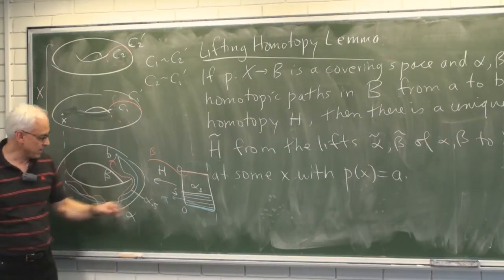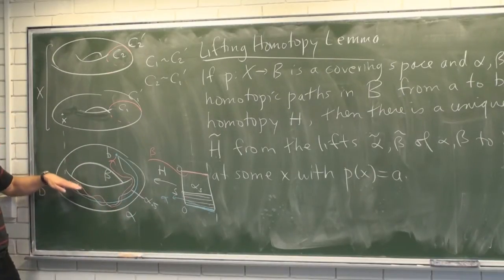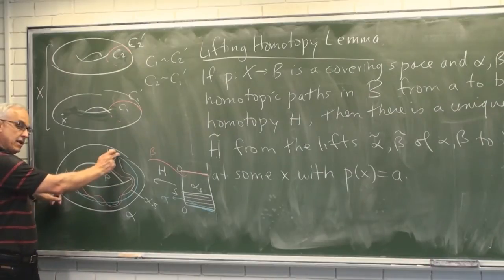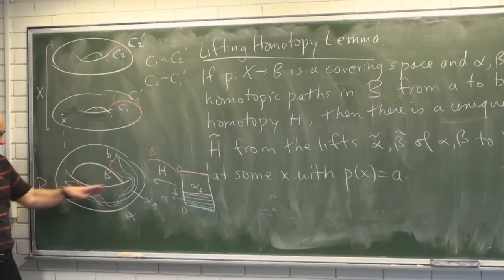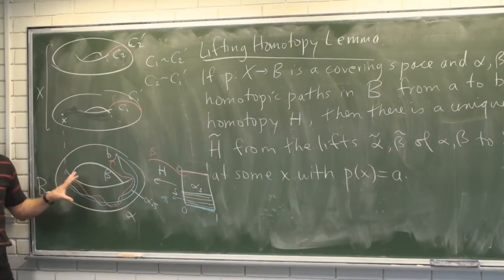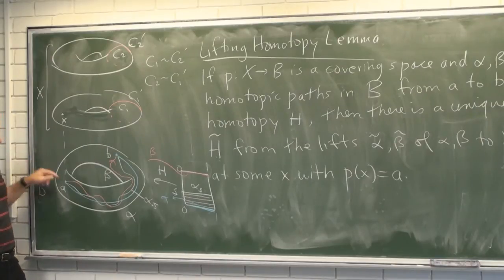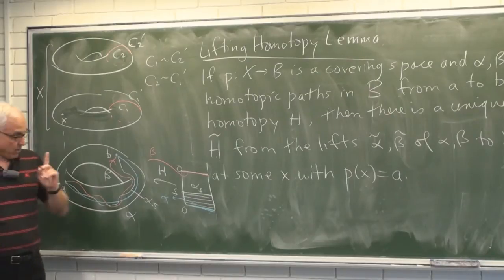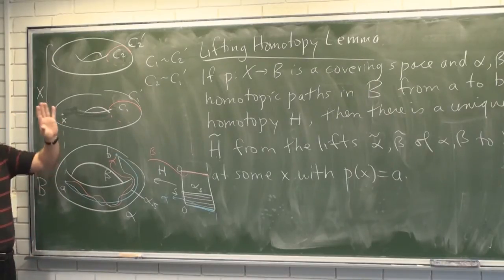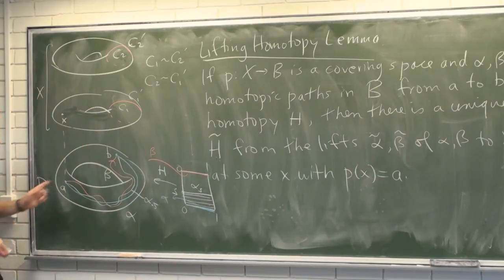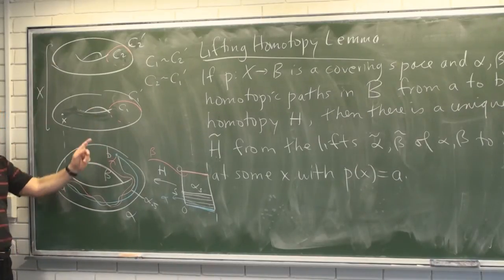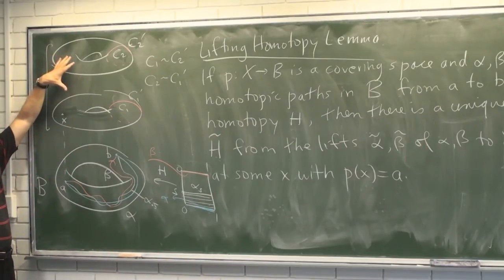If we take a movie, we can see this continuous family of paths, all of them starting and ending at A and B, that go continuously from alpha to beta over here in this space B. That's what a homotopy is. That's what it means for alpha and beta to be homotopic paths. So we've just established this lifting lemma property. The lifting lemma property says that we can lift alpha and we can lift beta to the covering space.